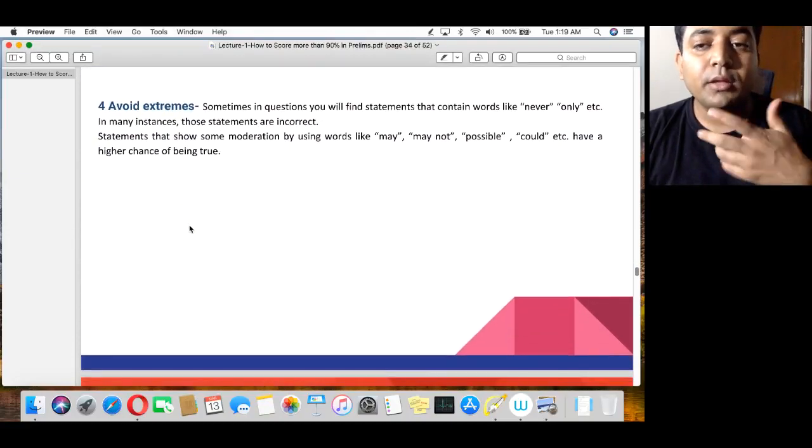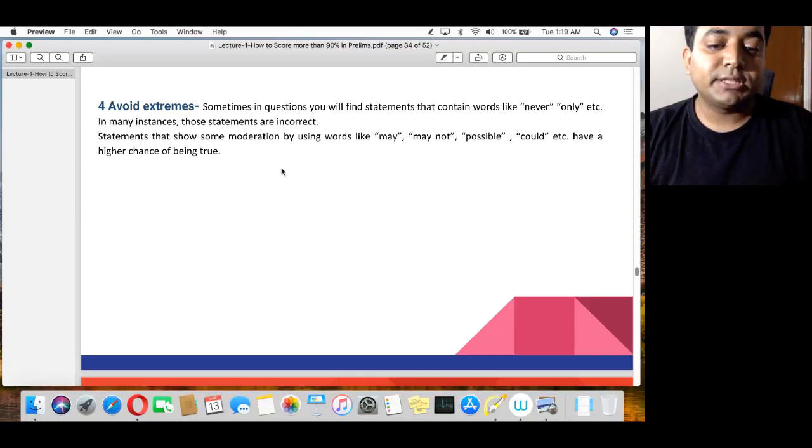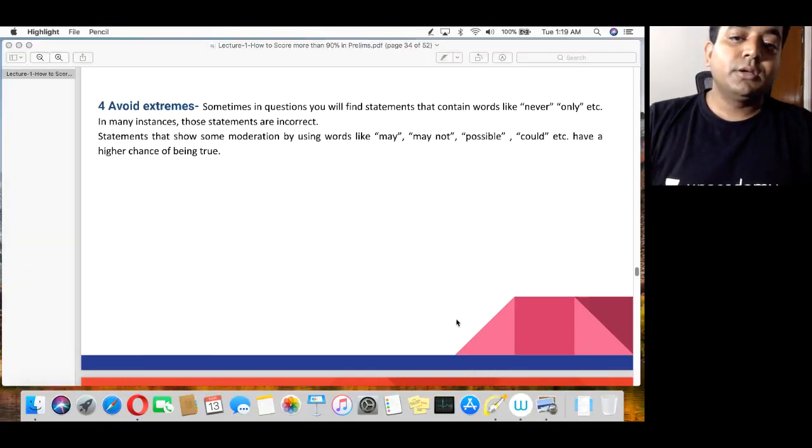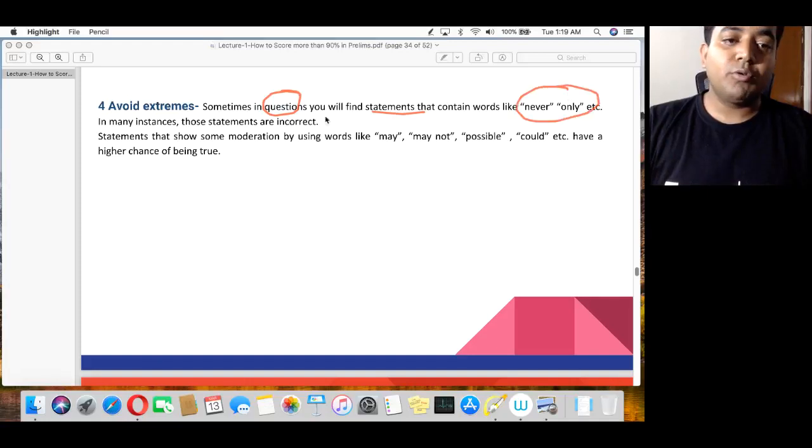This is the fourth tip: avoid the extremes at all times. Sometimes in questions you will find statements that contain words like never, only.